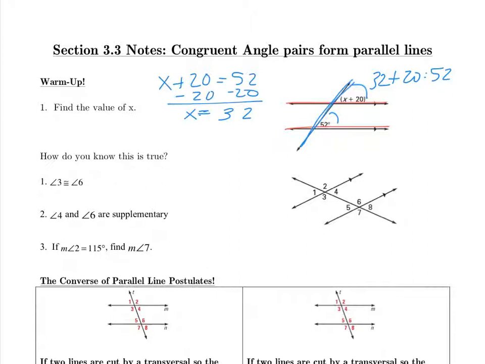How do I know that angle 3 is congruent to angle 6? Well, I know that if I have two parallel lines cut by a transversal, then I have alternate interior angles. And alternate interior angles are congruent if you have parallel lines. So these are alternate interior angles.